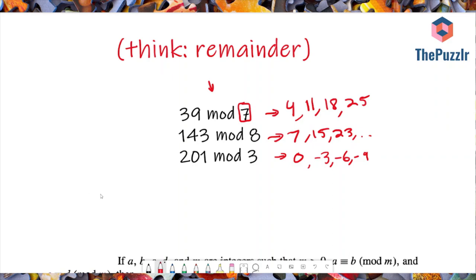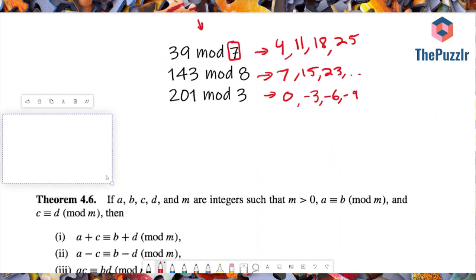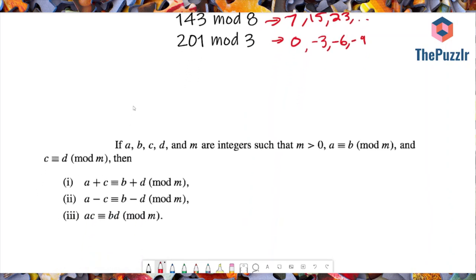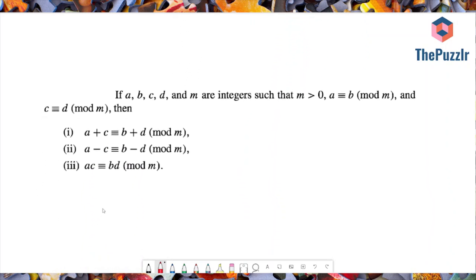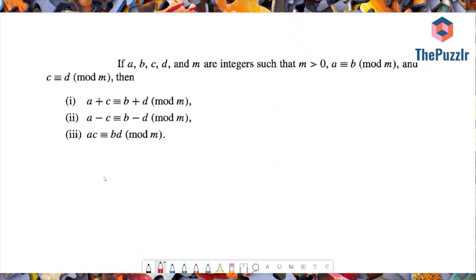So the first of these properties is that if A, B, C, D, and M are integers such that M is greater than 0, A is congruent to B mod M, and C is congruent to D mod M, then A plus C is congruent to B plus D mod M, A minus C is congruent to B minus D mod M, A times C is congruent to B times D mod M.